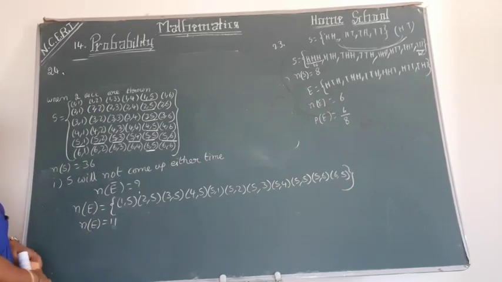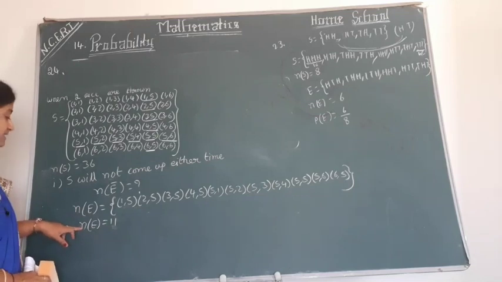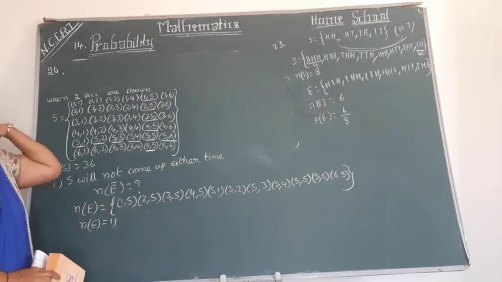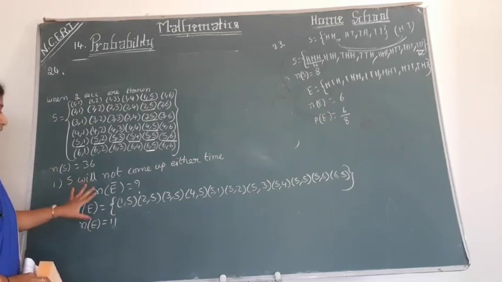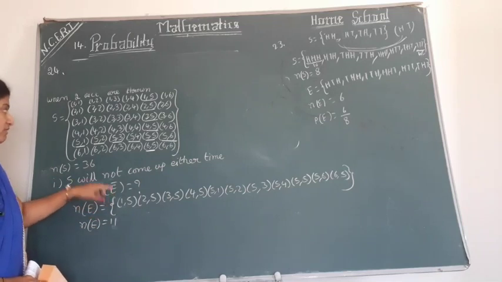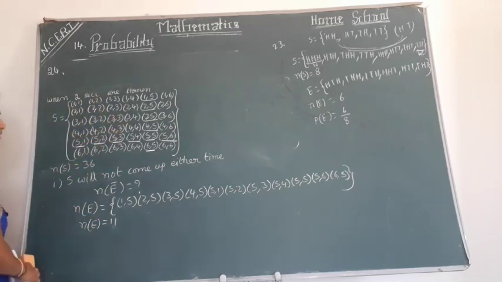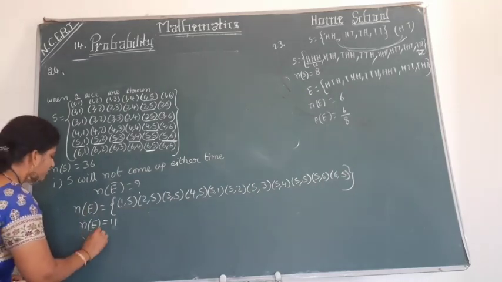See, here I am writing n. Don't think it is a P. P of E bar. Immediately you can say P of E bar plus P of E is equal to 1. But I am not writing probability. I am just writing the number of events in the sample space itself. So here, how do you get n of E bar?